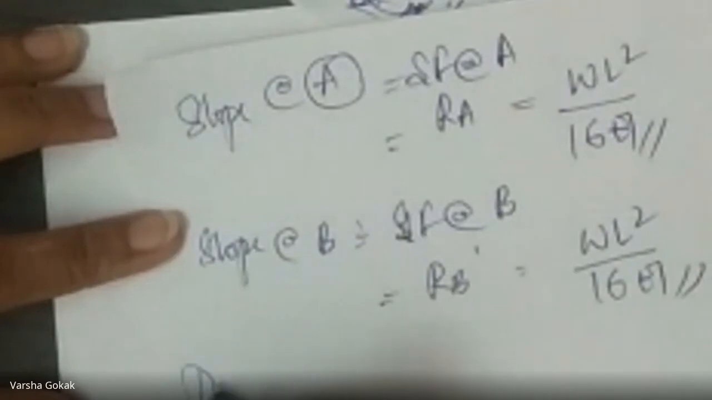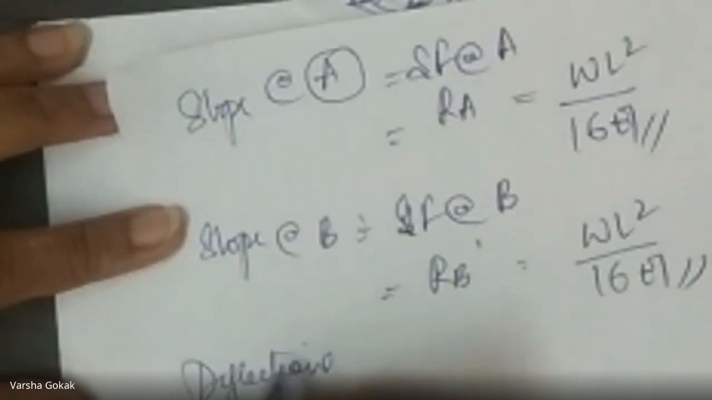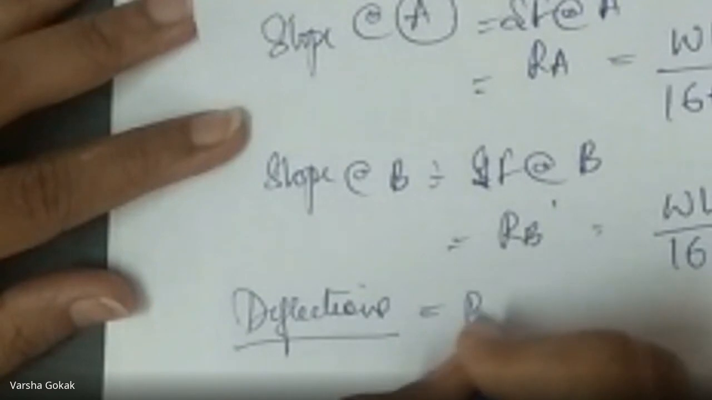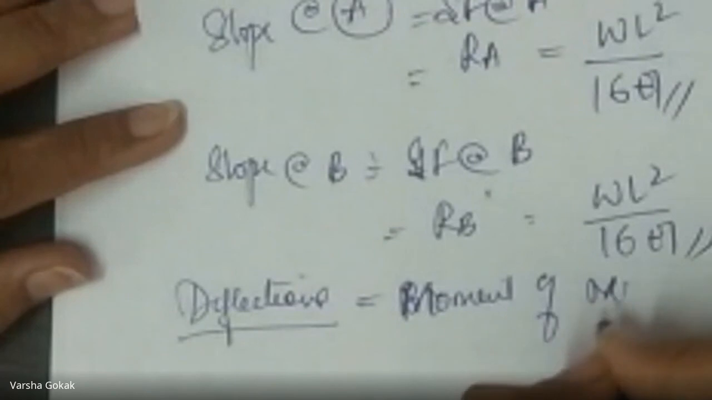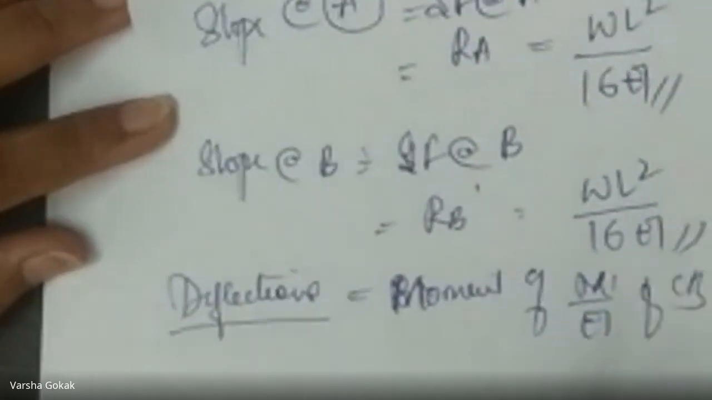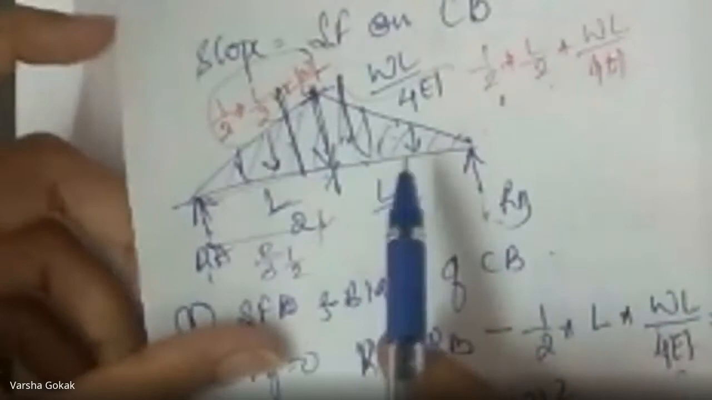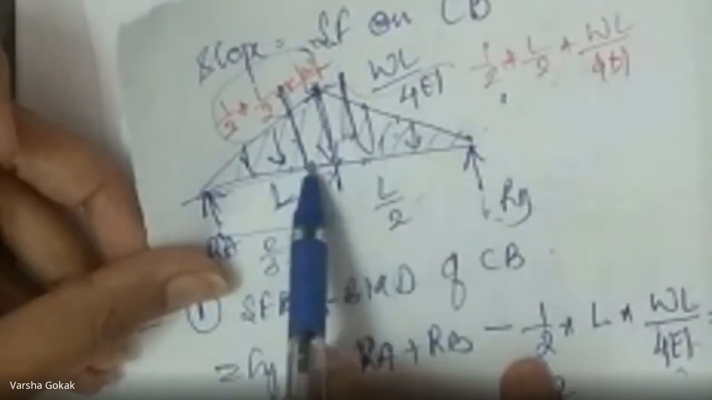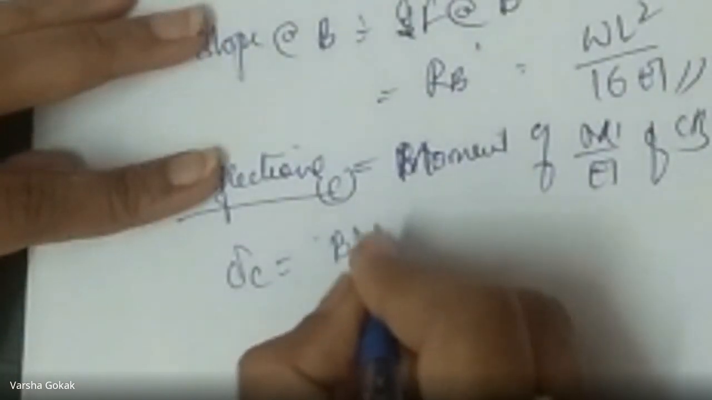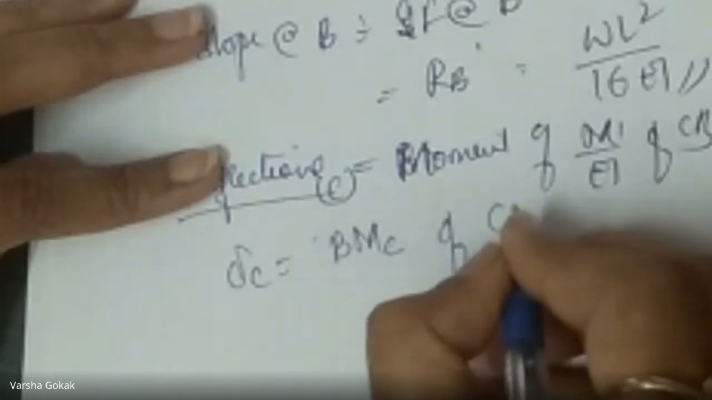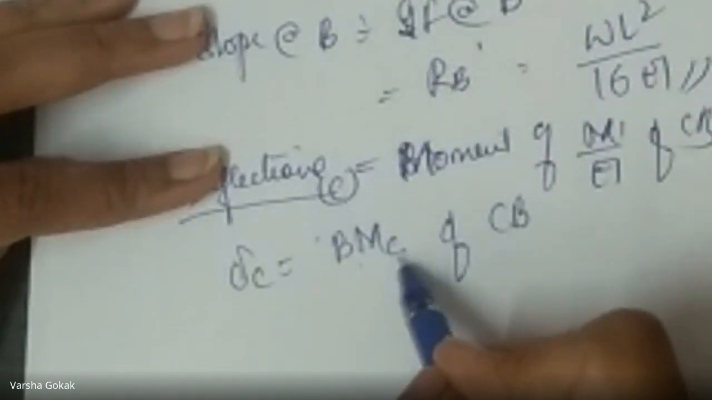Then we have to write for deflections. What is deflection? Deflection means it is the bending moment of the M by EI diagram of the conjugate beam. I have to take the moment of this area about the particular point. Now where do I have to find deflection? Deflection at point C, because deflection at A and B will not be available. So delta C, that is deflection at C, is nothing but the bending moment value at point C of the conjugate beam.